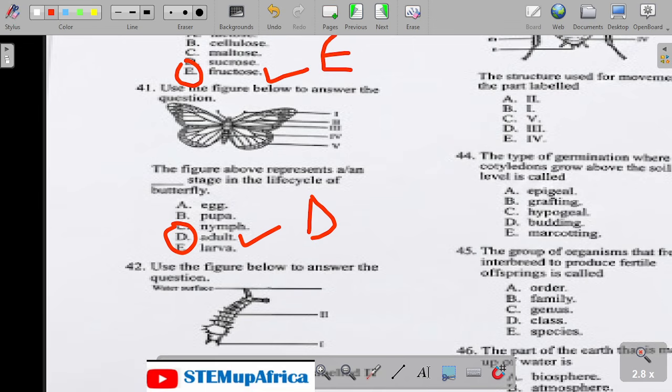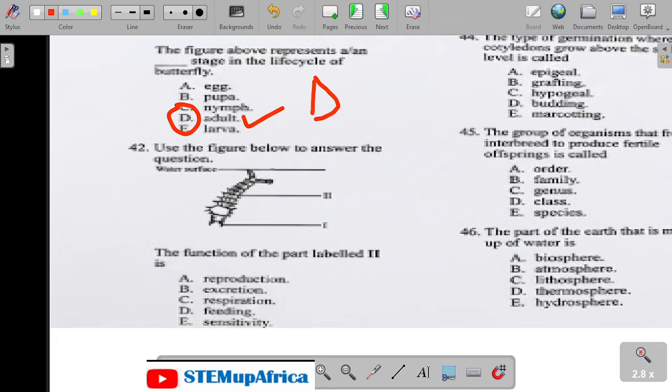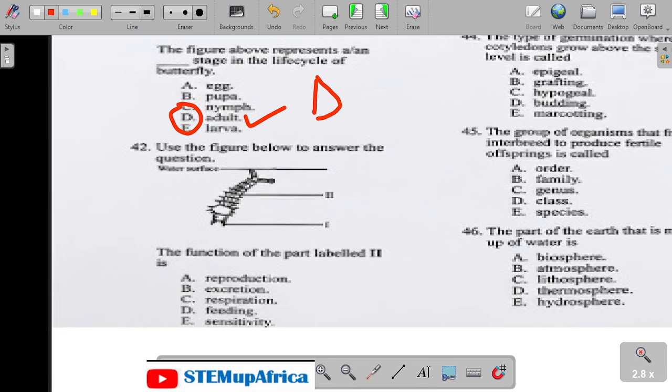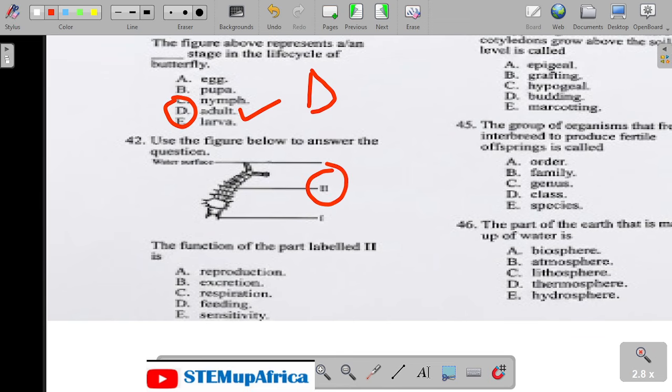So let's go to question 42. Use the diagram below to answer the question. Which part is labeled 2? This part. If you are used to the diagram, you know the part labeled 2 is for respiration, which is option C.